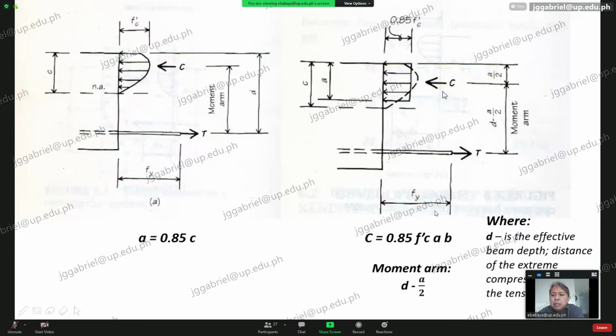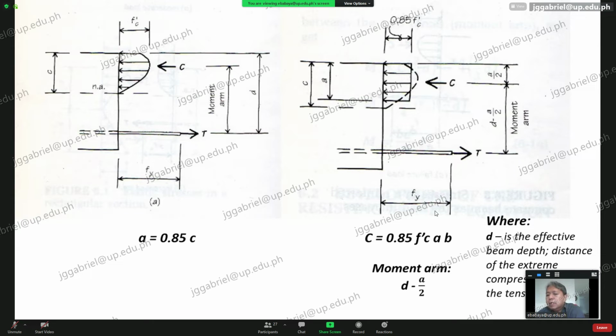And then moment arm, that's the distance of the center line of your reinforcements. Take note, if we're looking at or computing for the moment arm, we consider the center line of the reinforcements. So we're not yet complicating this. This is considered the simplest configuration of the reinforcement on a beam.